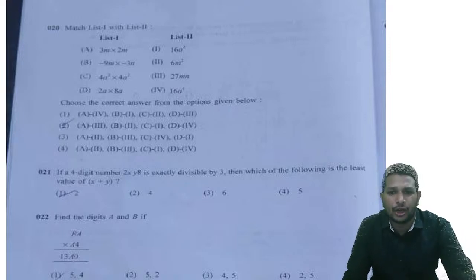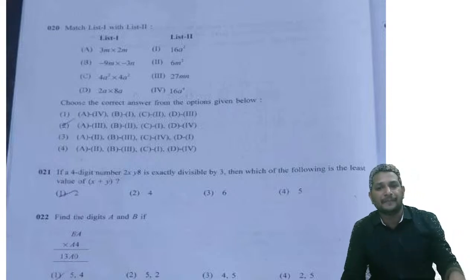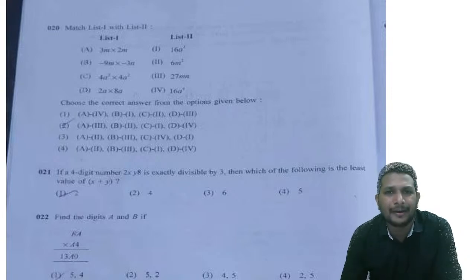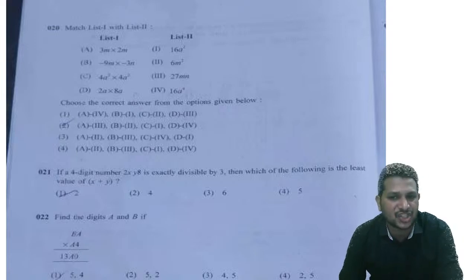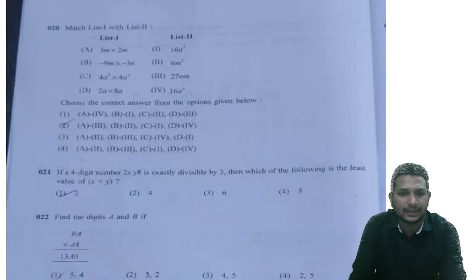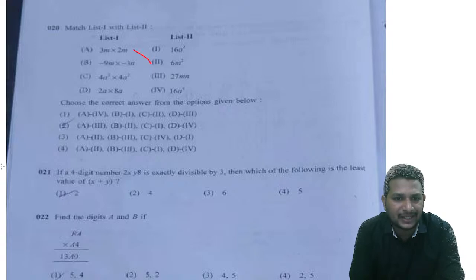It's a match the following, right? Which is related to algebra. So they gave all based on multiplication of terms, right? If you look at capital A, 3m into 2m. If I multiply just the numbers, 6m square. M into m becomes m square. So for A, I'll be getting 2.